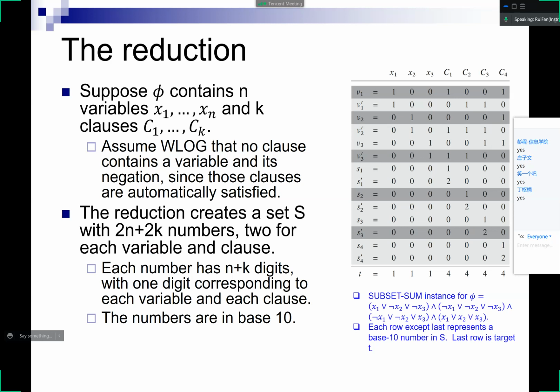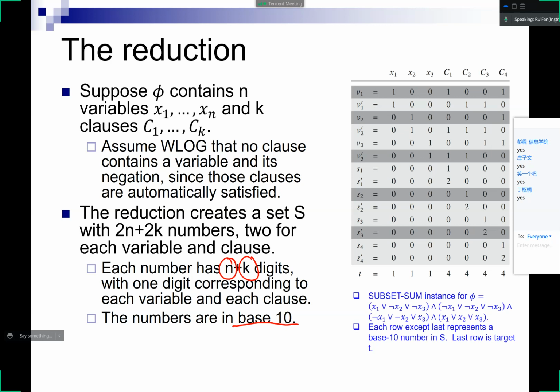And furthermore, these numbers are pretty big. In fact they have n plus k digits. There's basically one of these digits for each variable, so n out of these total digits correspond to the n variables, and then k out of those digits correspond to the clauses. And furthermore, all of our numbers are going to be in base 10.